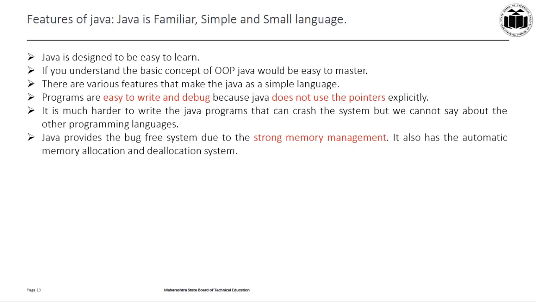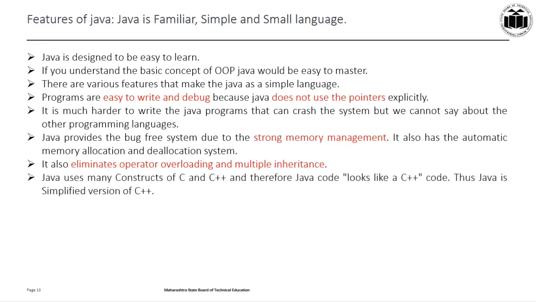It also has an automatic memory allocation and deallocation system. It also eliminates operator overloading and multiple inheritance. Java uses many constructs of C and C++, and therefore Java code looks like C++ code. Thus, Java is a simplified version of C++.